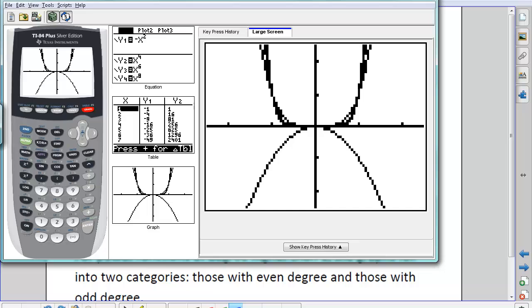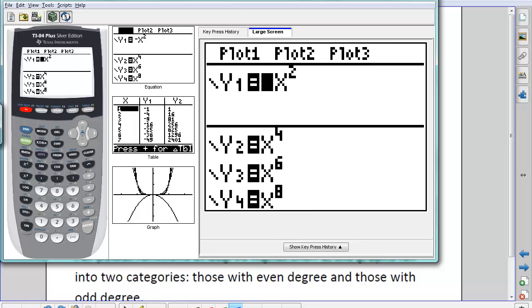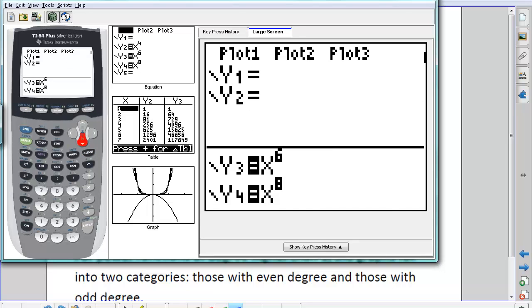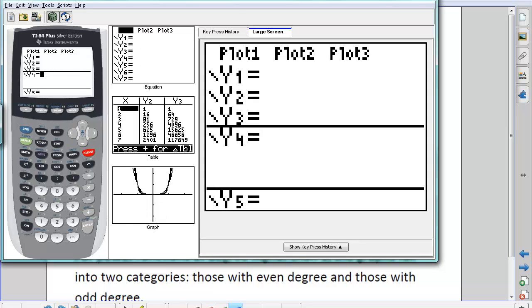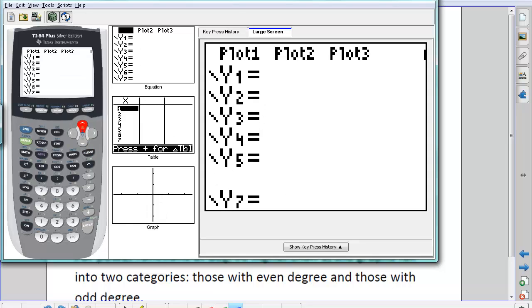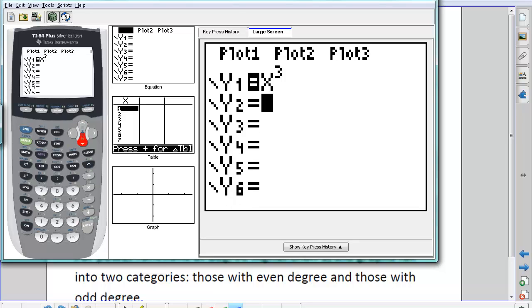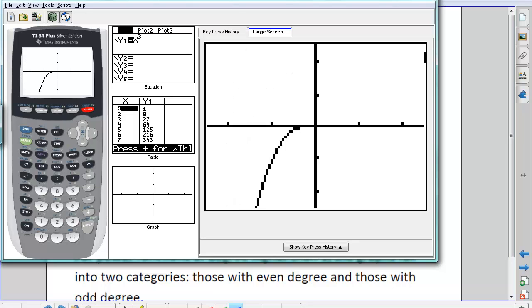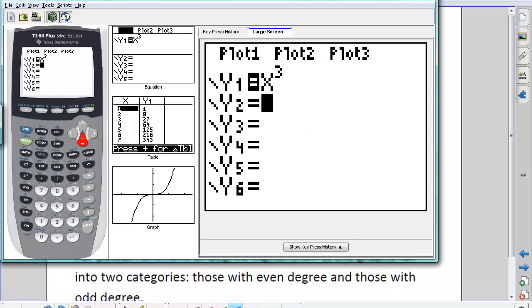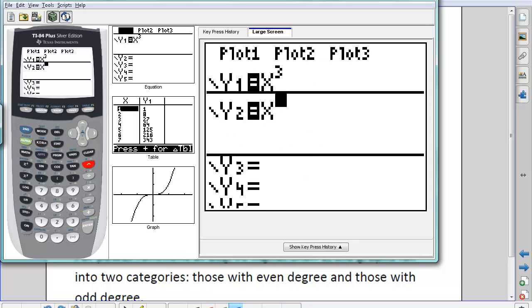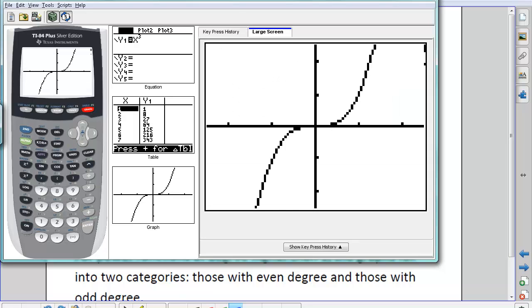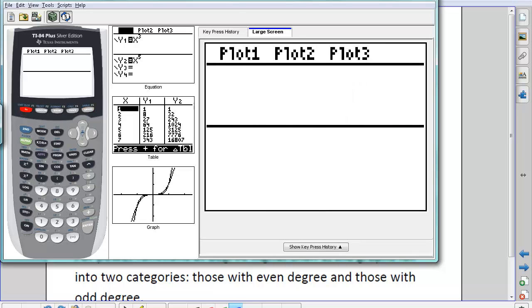Okay. Now, odd power functions. Now, if you think about what we know about x cubed, that cube function, we know it looks like this. So one might assume, what would x to the fifth look like? It's also sort of an S shape. Okay. But again, it's a little bit more flattened out.